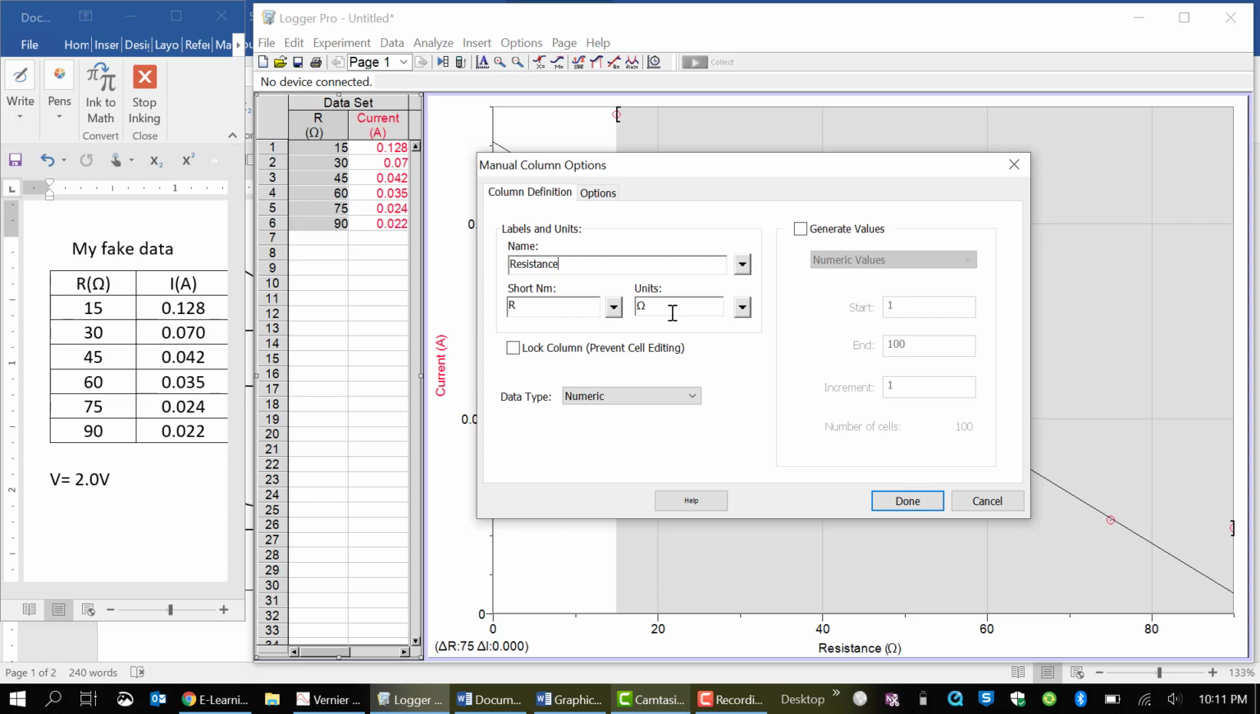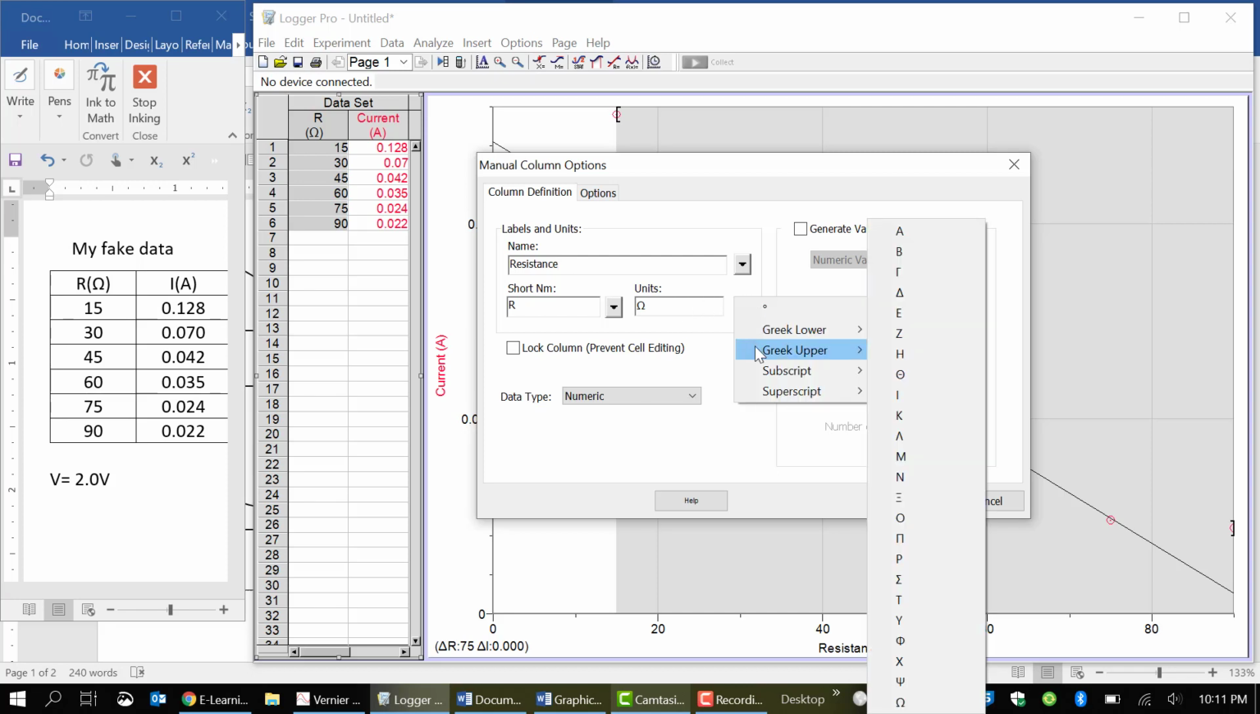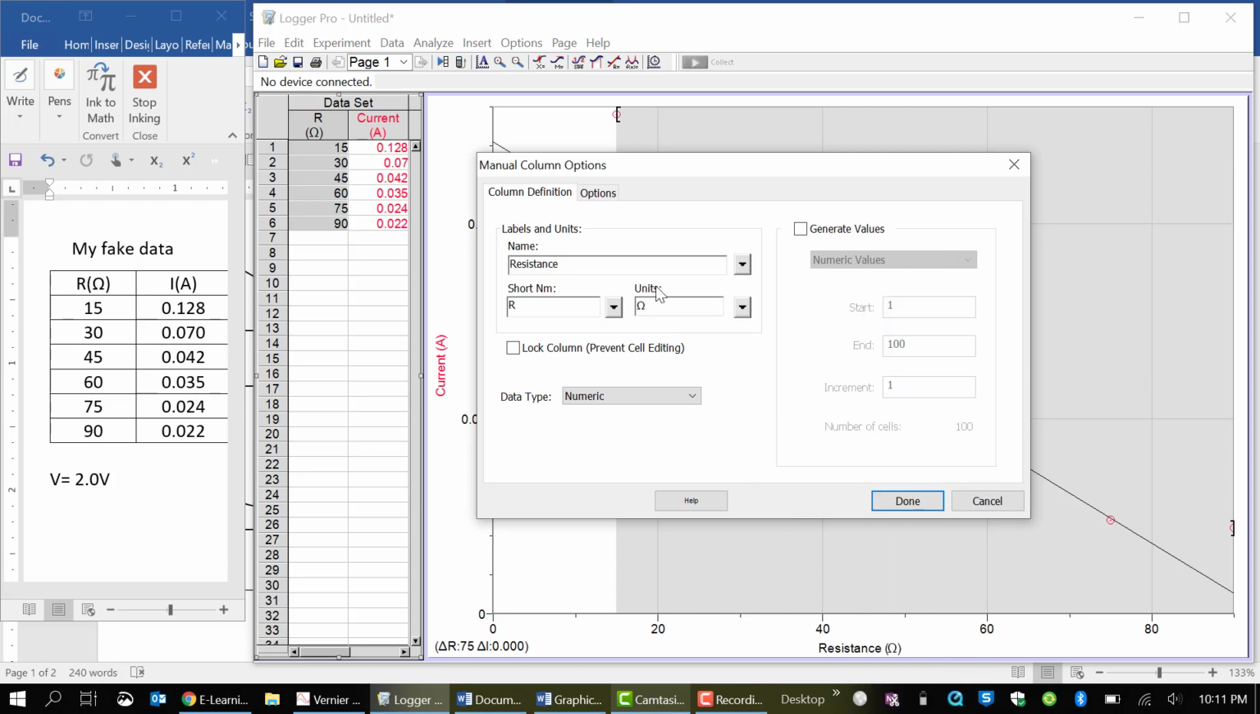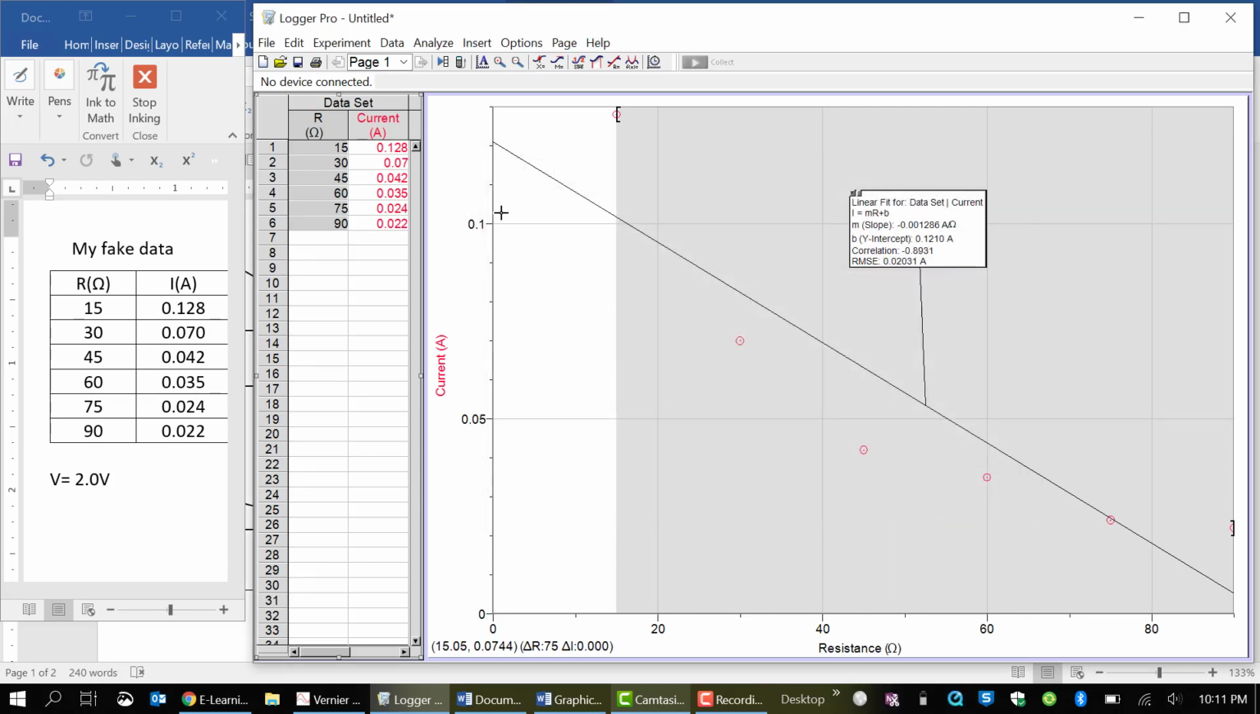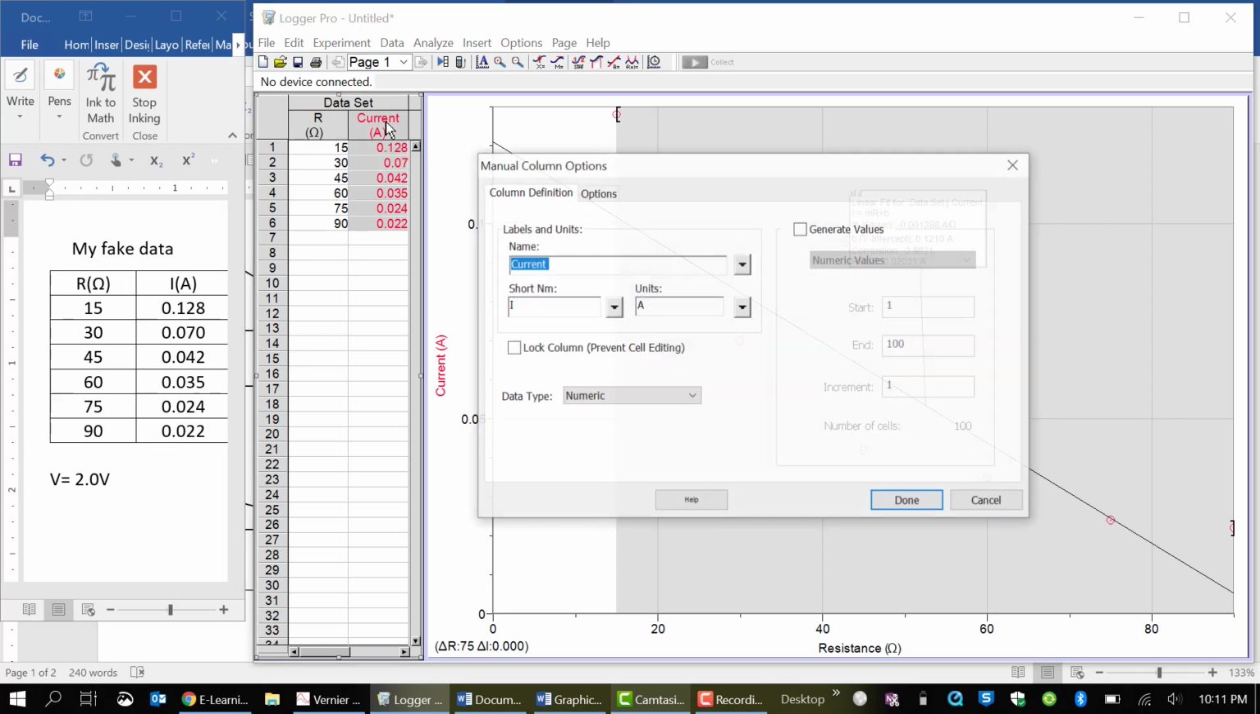You could write OHMS, but it's almost easier just to click on this drop-down menu and go to Greek upper, and it's the very last one here, ohms, right here. So click on that, and that way you get to see the cute little horseshoe with feet and use that. So that's going to be for the top of the x-axis, and for the y-axis, you're going to double-click and type in current. And then the short name is capital letter I. Again, that's the variable that they're going to use in the equation. And the units are capital letter A. So you're going to do all of that.